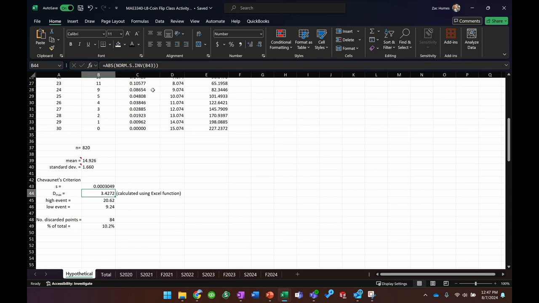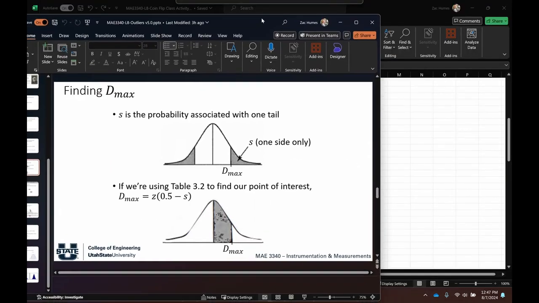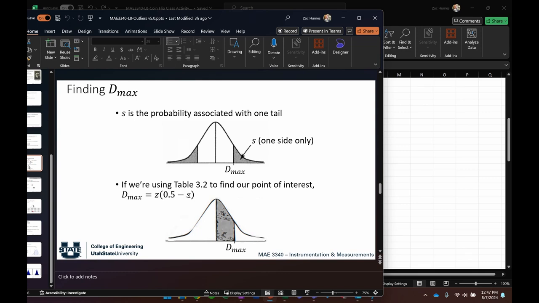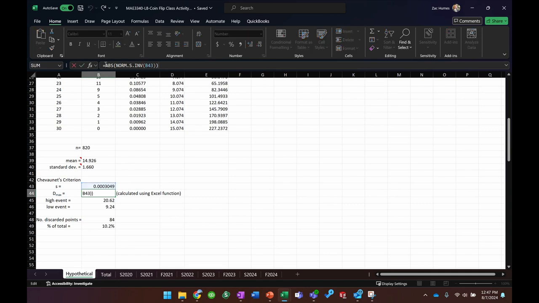And so then we take that, and if we were using the equations out of the book, it would be the D, see if I've got that equation handy here, this right here. So our Dmax would be our 0.5 minus that S, and then we'd from there be able to calculate out what our Z value is based off of the table. Instead, I'm using the function that's built into Excel to figure out what that value is. So our Dmax is 3.4272. So that makes our high event 20.62 and our low event 9.42.